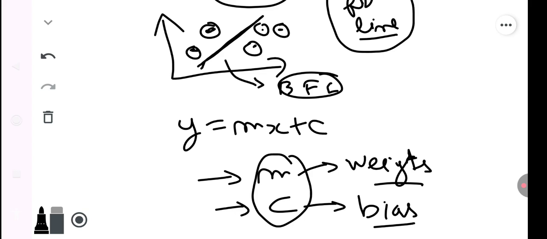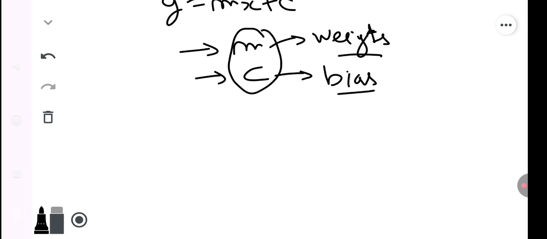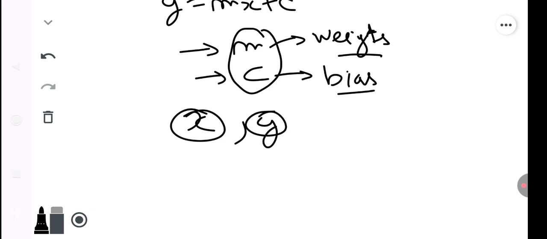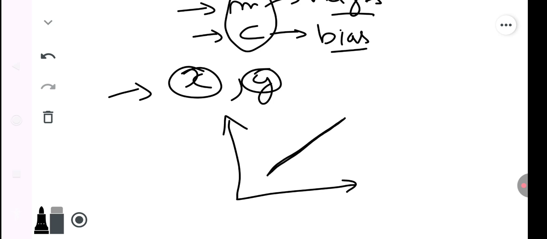And how does it optimize, right? We have two values, that is x and y. So what we are doing is that we are calculating m and c for every value of x and y. If I talk about m, m is the slope, or we can say the steepness, right? So this thing is called m.